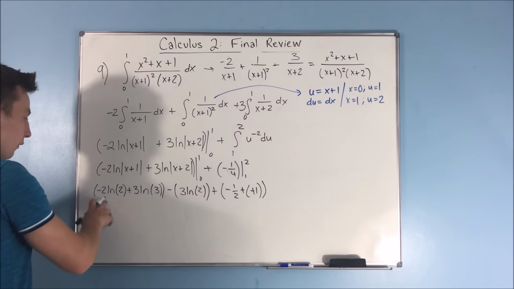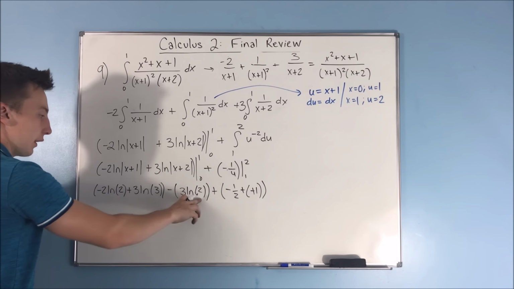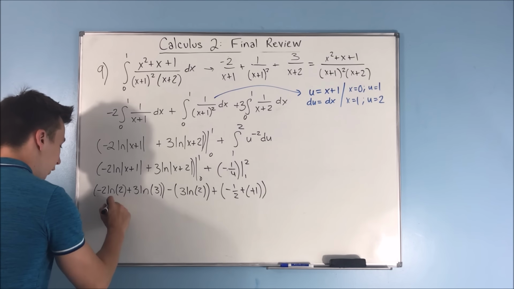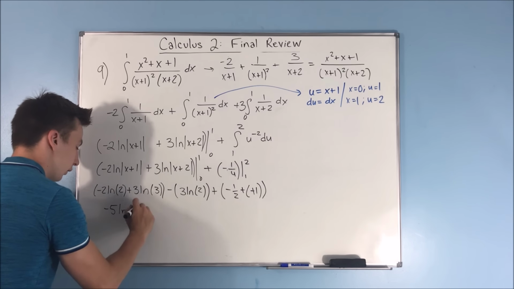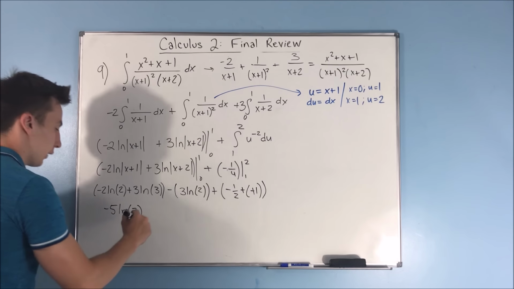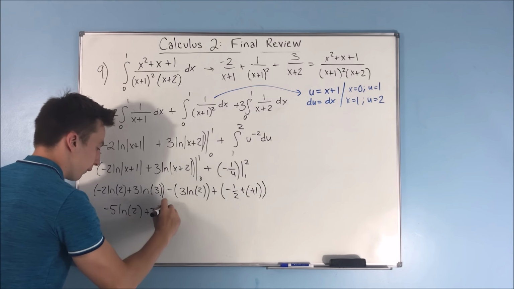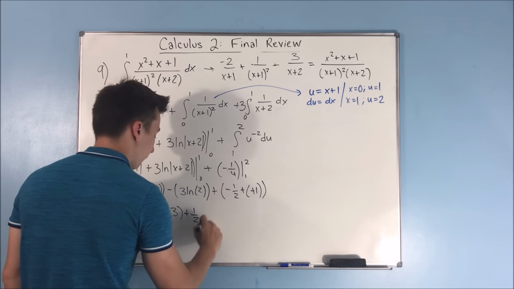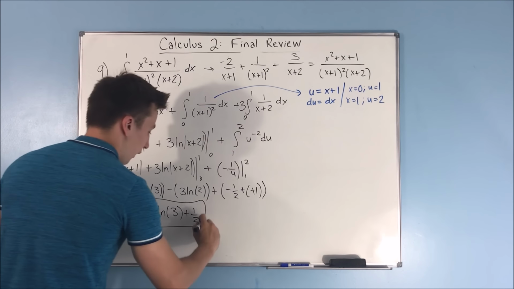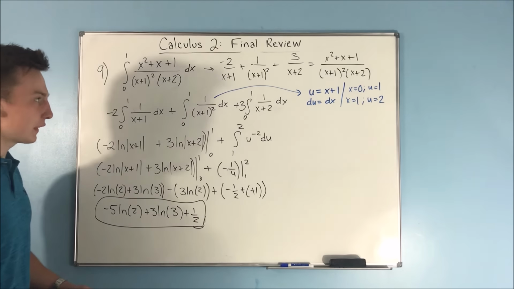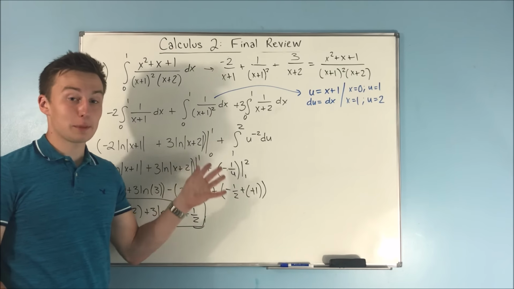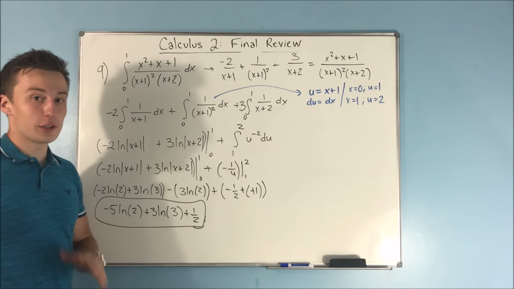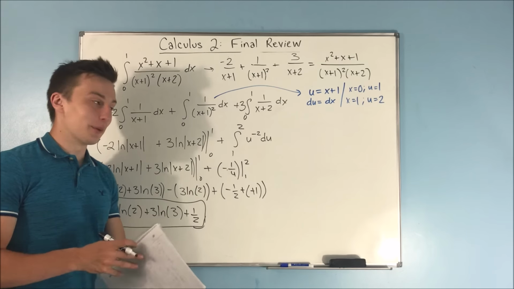So simplifying, you have a negative 2 natural log of 2 minus a 3 natural log of 2, which gives you a negative 5 natural log of 2. You have a plus 3 natural log of 3. And as we said here, you get a 1/2 out of this. And there you go, there's your answer. I believe this was one of the longest problems, if not the longest problem, that we'll be doing in this video, so don't worry. Problems like this are over.